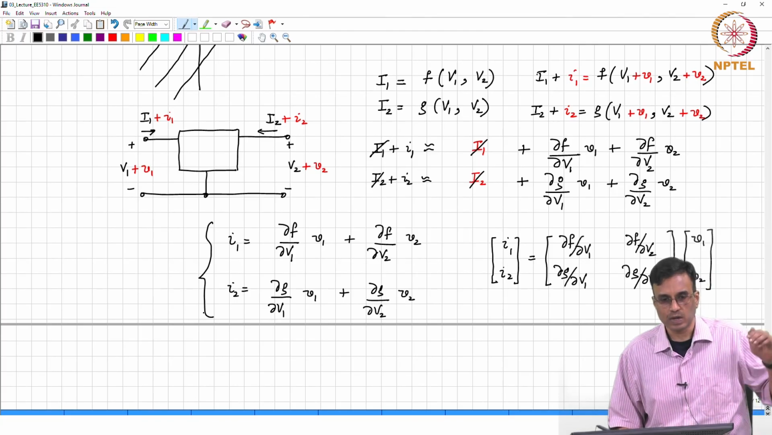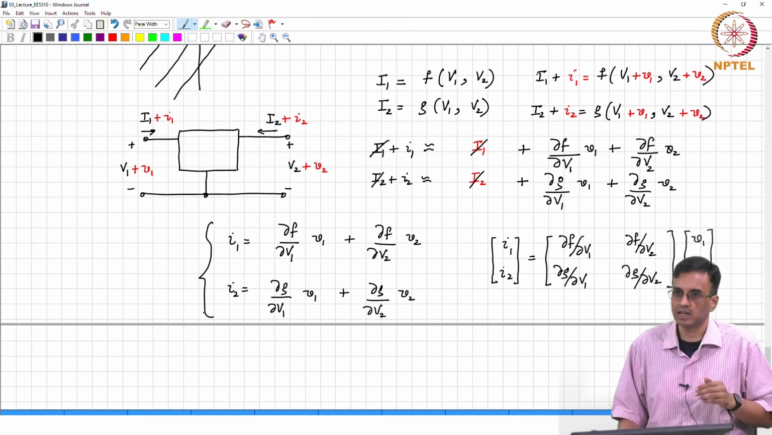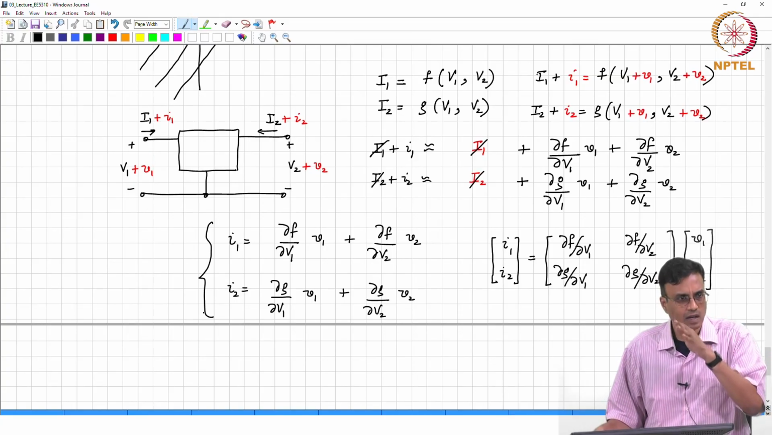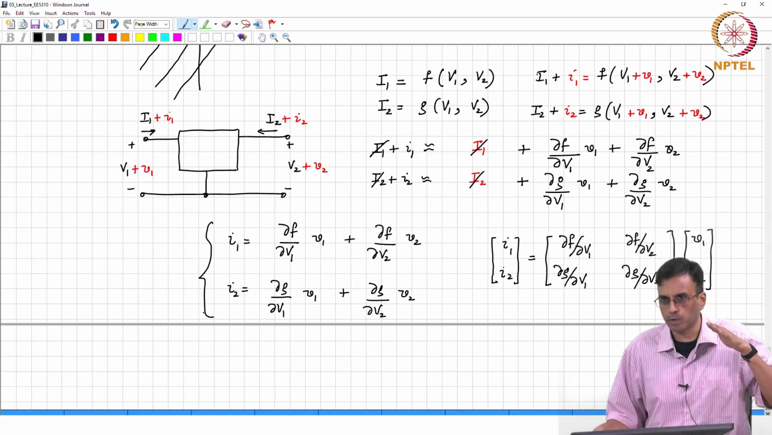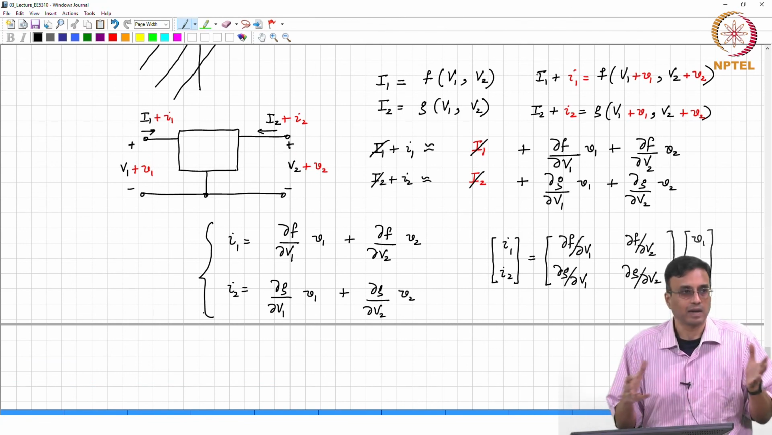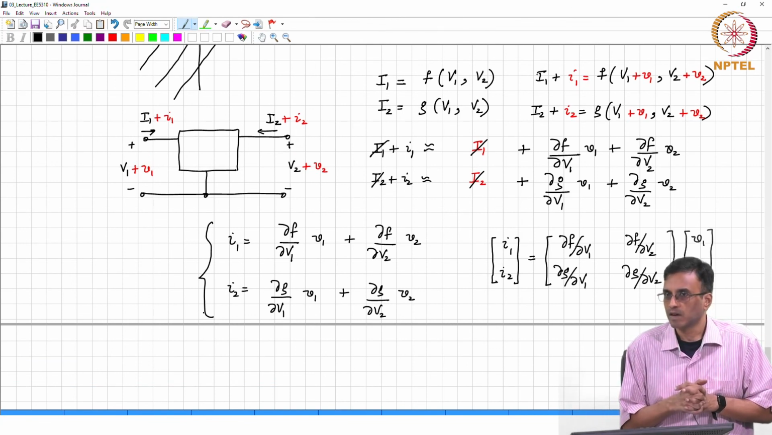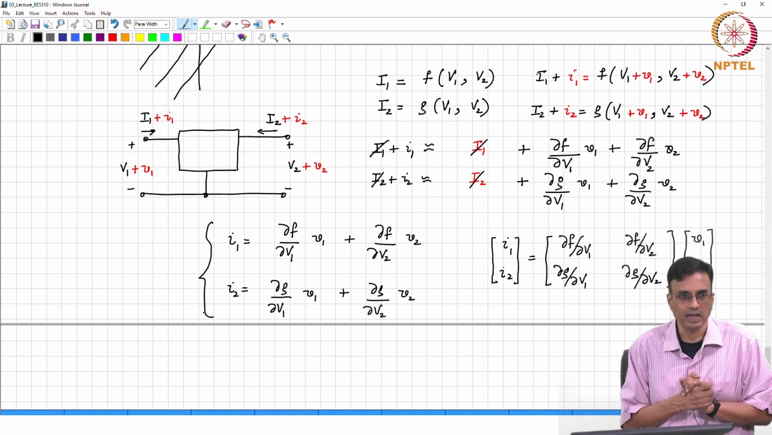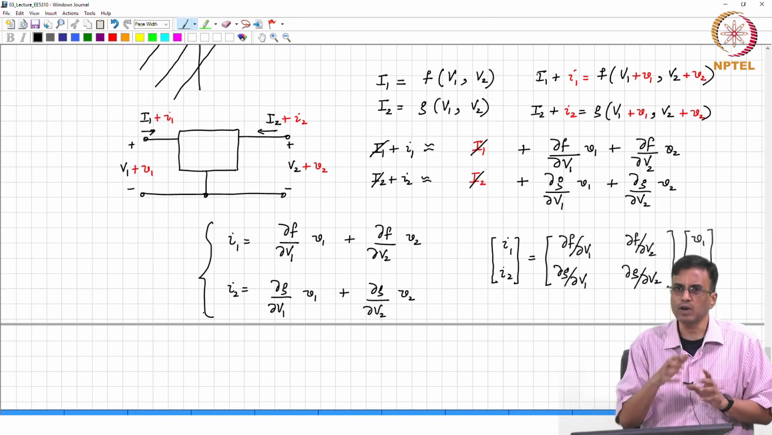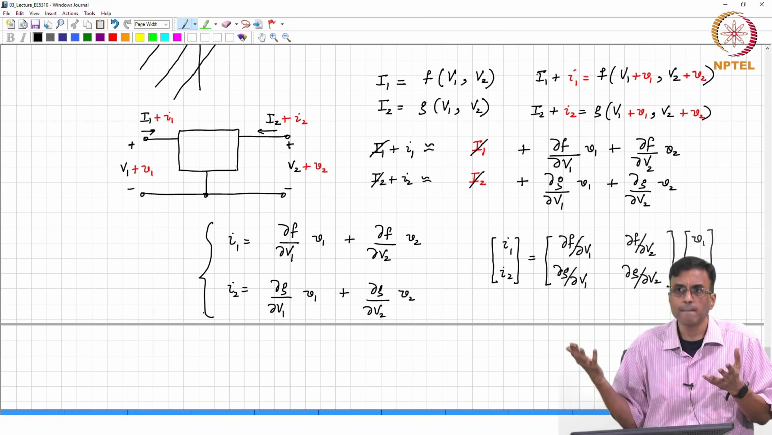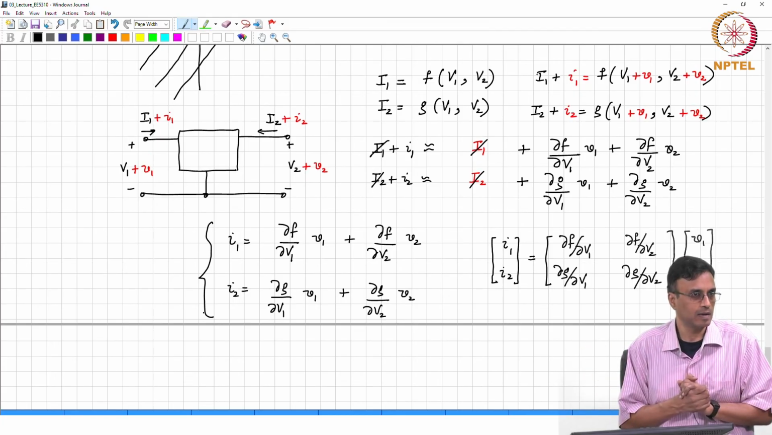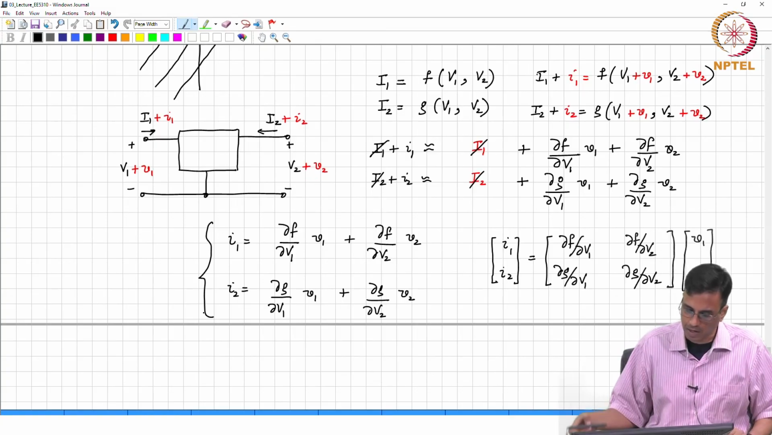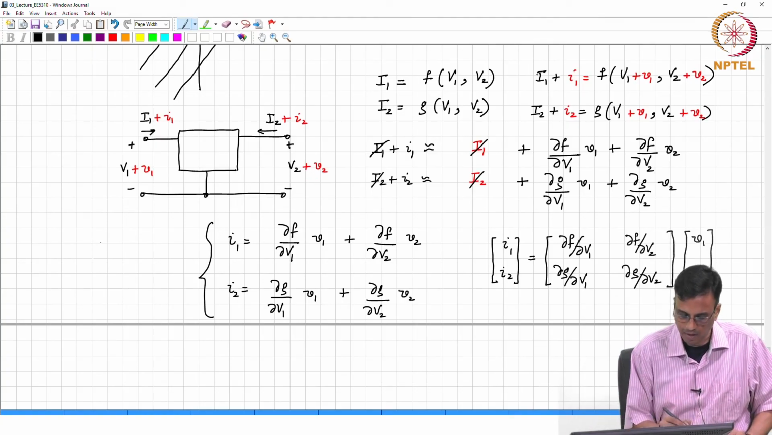In the one terminal case, the IV characteristic is in general nonlinear. Around the operating point, we were able to approximate the curve by a straight line, correct. Now, capital I1 is a function of V1 and V2. So, it is basically a surface in 3D, and around an operating point we are approximating the surface by a plane. Okay. So, these are linear equations.